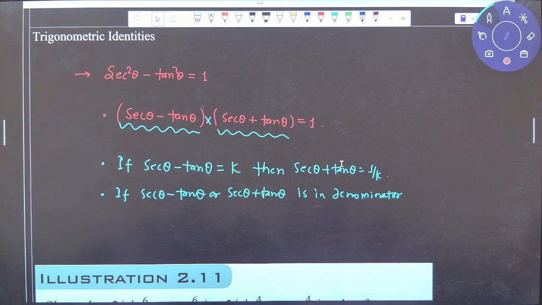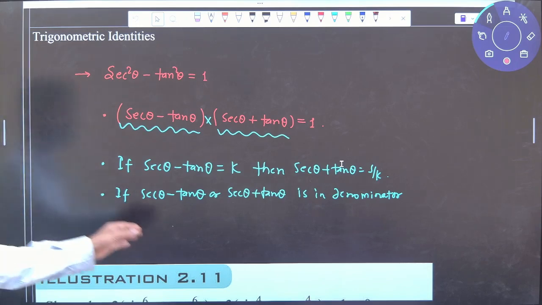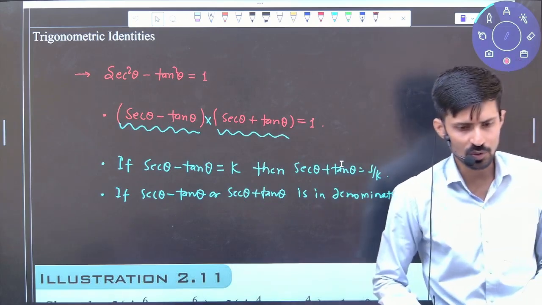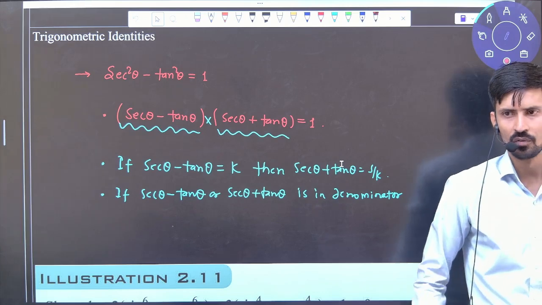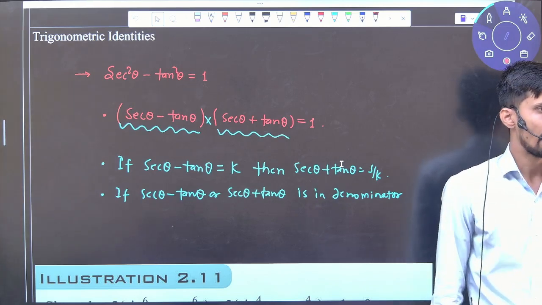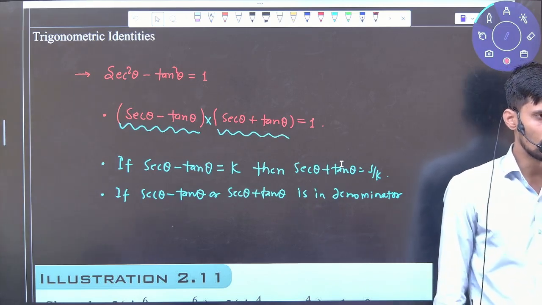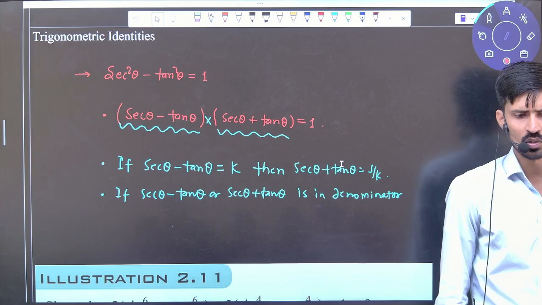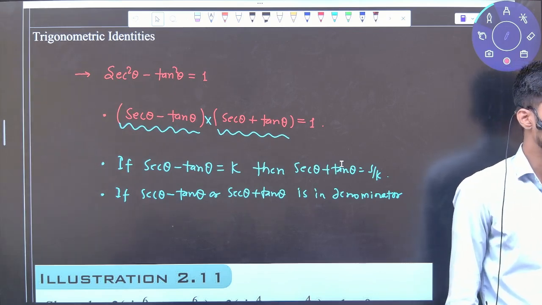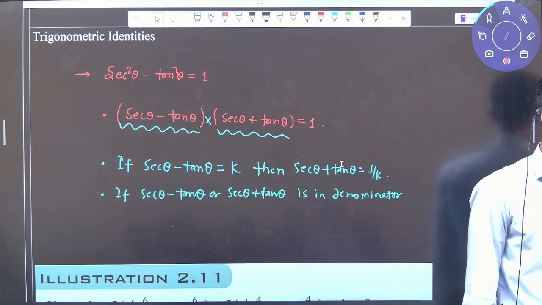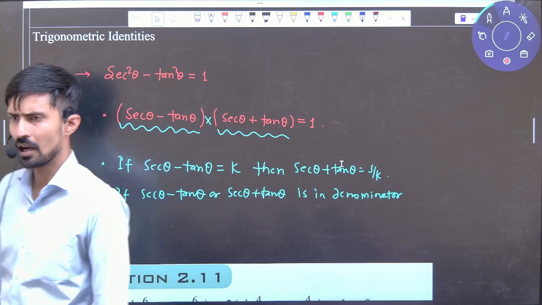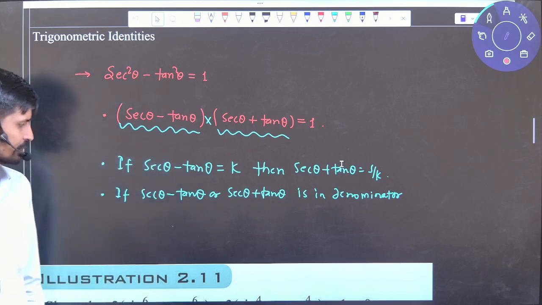If sec theta minus tan theta or sec theta plus tan theta is in the denominator, then for solving the question, multiply and divide the whole thing by its opposite sign. Multiply and divide the whole thing by its opposite sign.